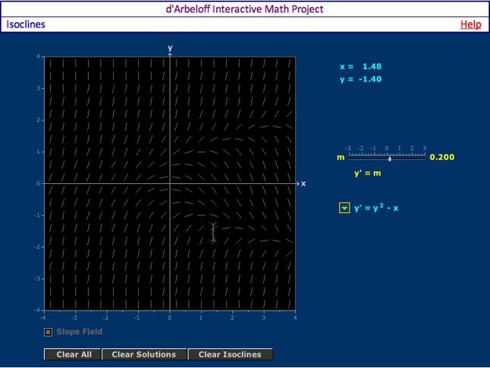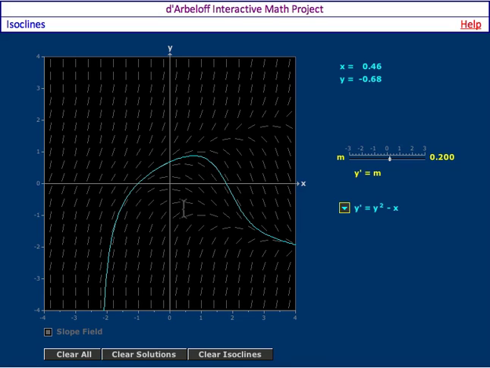When I move the cursor over this window, a readout of the x and y coordinates shows up on the right-hand side of the screen. This is very useful in making measurements. If I click on the graphing window, the solution through the point that I've clicked on is drawn. This is an interesting function, probably one you've never seen before. Certainly it's not an elementary function.